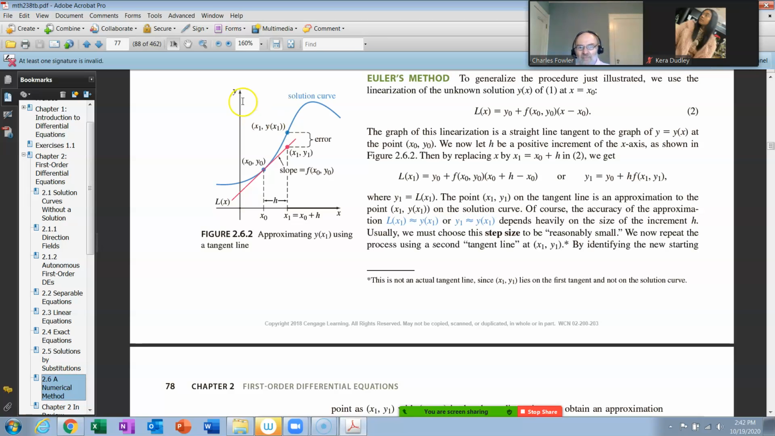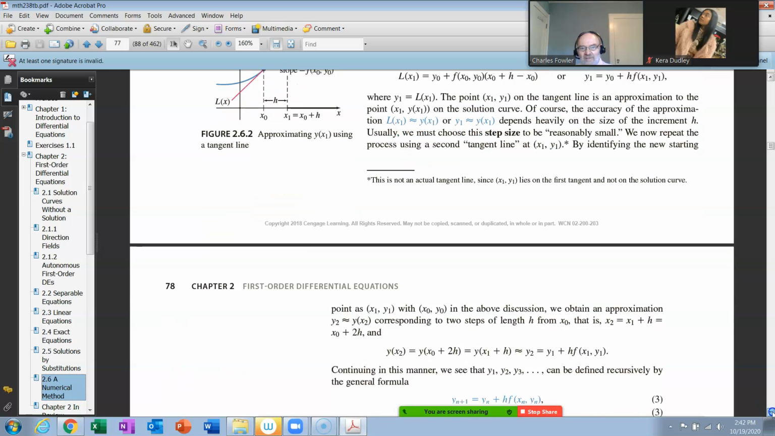Okay. So what we usually do is take this step size to be, quote, reasonably small, and repeat the process using a second tangent line, this time at x1, y1. Well, how did we get our x1? Here it is. It's your x0 plus whatever your step size. So there's your new x1. Here's your new y1. These are supposed to be x0 and y0 here. That's your new y1. And then increase the x by h. That gives you x1. That gives you your y1. Go at it again. And again. And again.